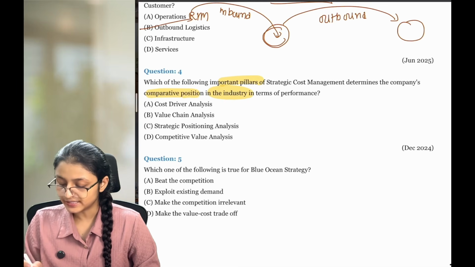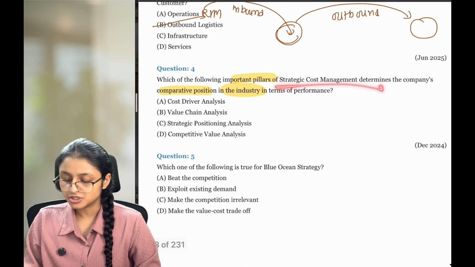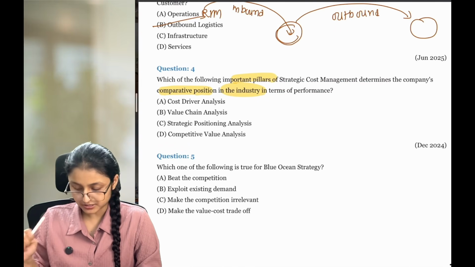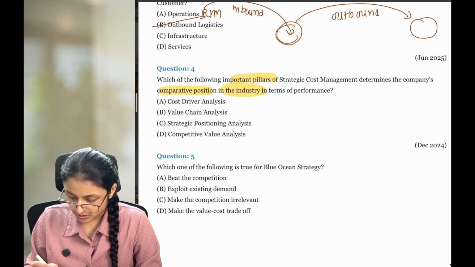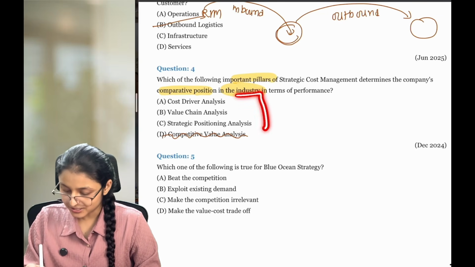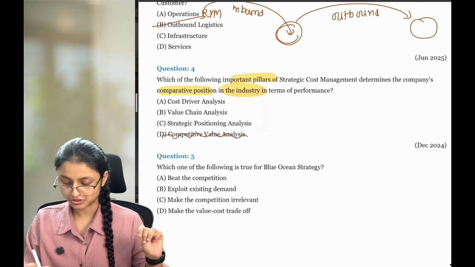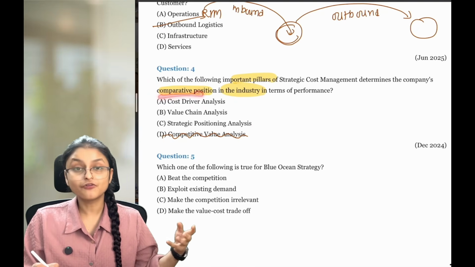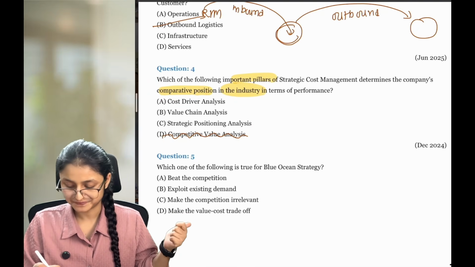So let me tell you one thing. In strategic cost management, we have only 3 important pillars available. And out of all the 4 given, this is not the pillar at all. So the pillars are only cost driver, value chain and strategic positioning. What do you think will focus on comparative position in the industry?